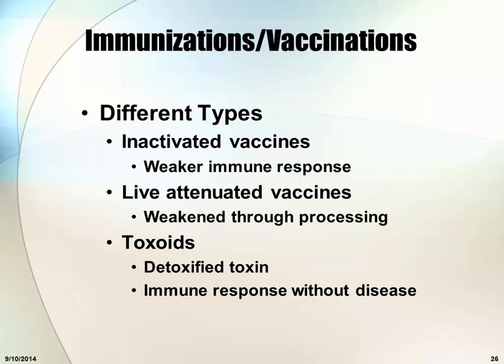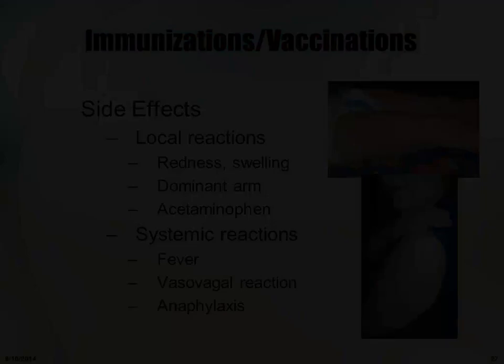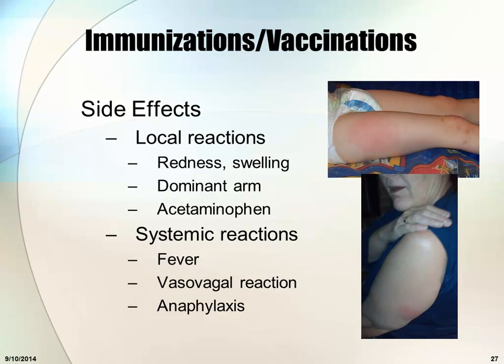Okay, side effects for these particular immunizations or vaccinations: local reactions and systemic reactions. Local reactions that we can get are redness or swelling, and so you'll see here, I don't know if you can see how red that is, but I got one right there. That's my shingles vaccine. It's red right there. I was kind of surprised. But anyways, it's just a reaction, an inflammatory response right to the site.